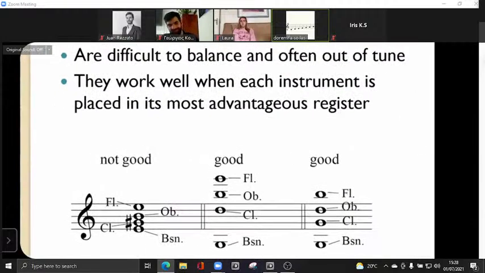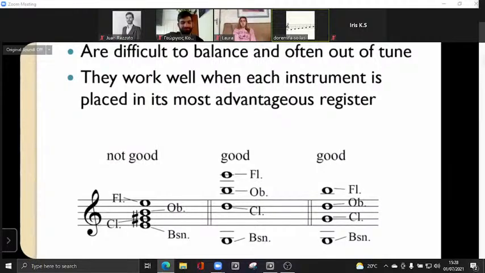Well, then we have this other chord. This is a good option because see that the voicing is different. This one is a closed structure and this one is an open structure. So there is more space between the notes.